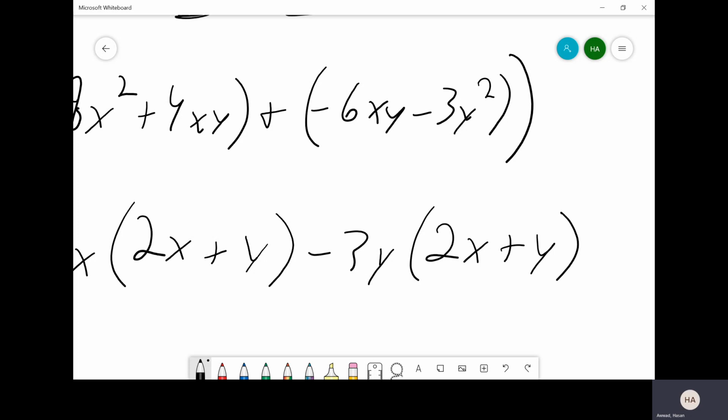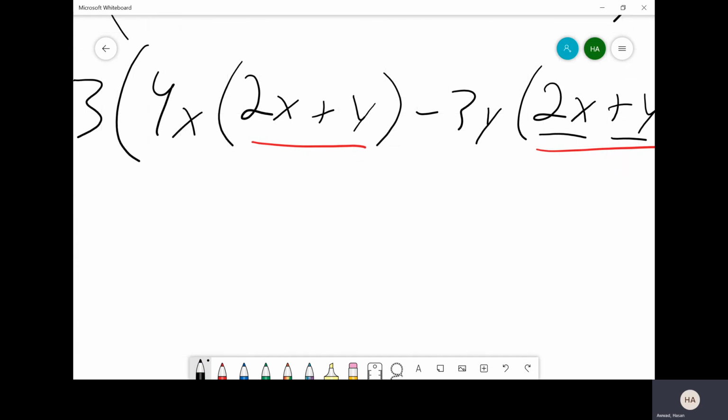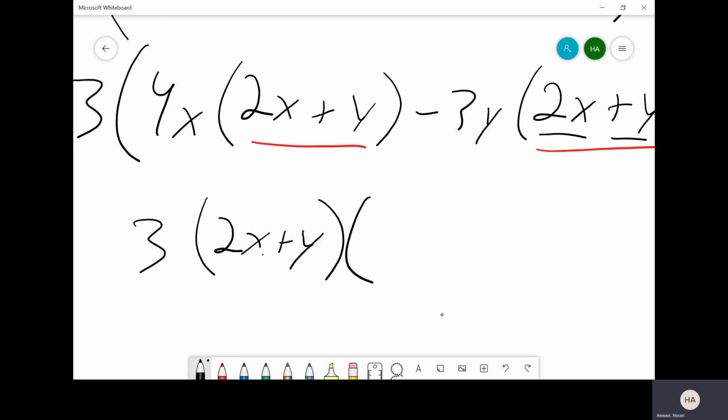And again, the reason that these terms are positive, these terms that I've underlined here, is because we took the negative out from both of them. Okay, and all there's left to do is, hey, these match. This is your clue that you're almost done when you have these matching expressions. So what we're going to do is we're going to say 3 times, and then we're going to pull out the 2x plus y, and all we have left is the 4x minus 3y, and you're done.